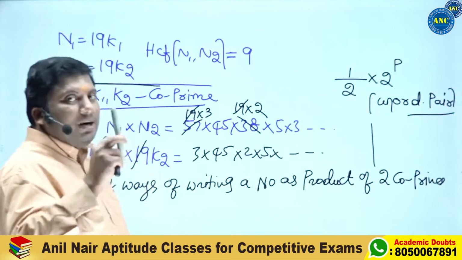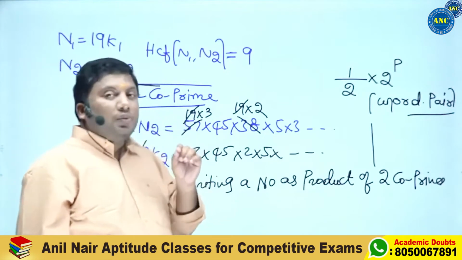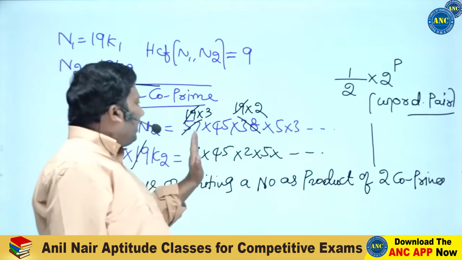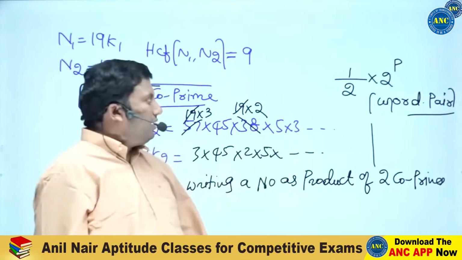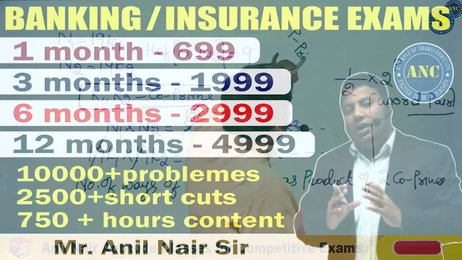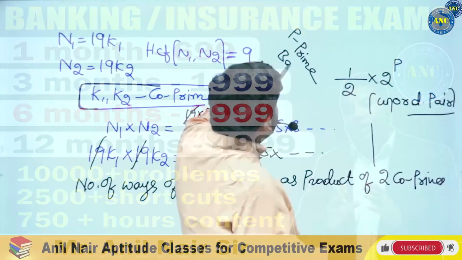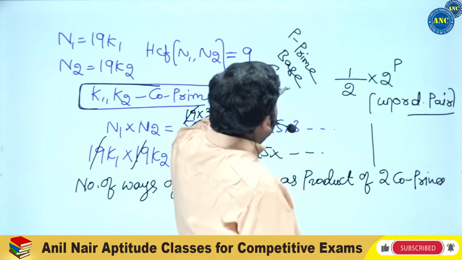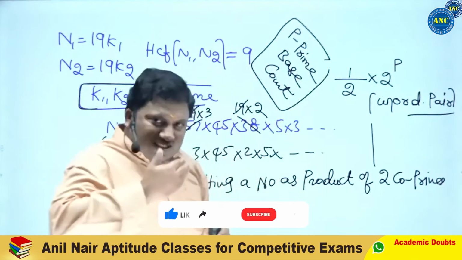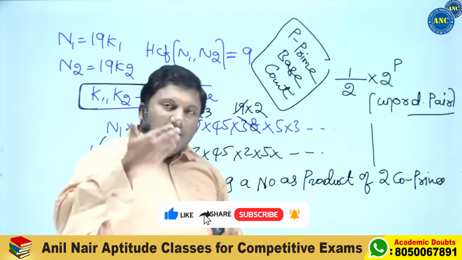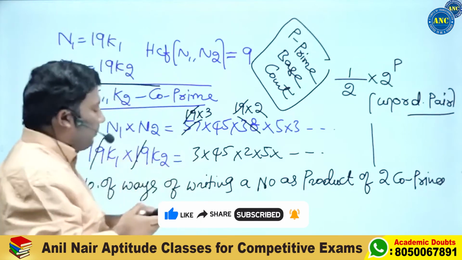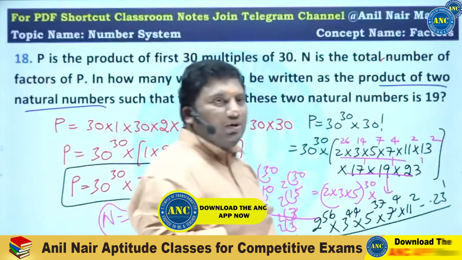In the factors and multiples class, I have proved why the number of ways of writing a product of two co-primes is half of 2 power p. Write down every number as a power of prime bases. What is p here? p is the prime base count. It is a little intensive, calculative question, and it takes a little time to arrive at the answer, but the approach you should follow is quite clearly visible. Again and again I will explain this question.